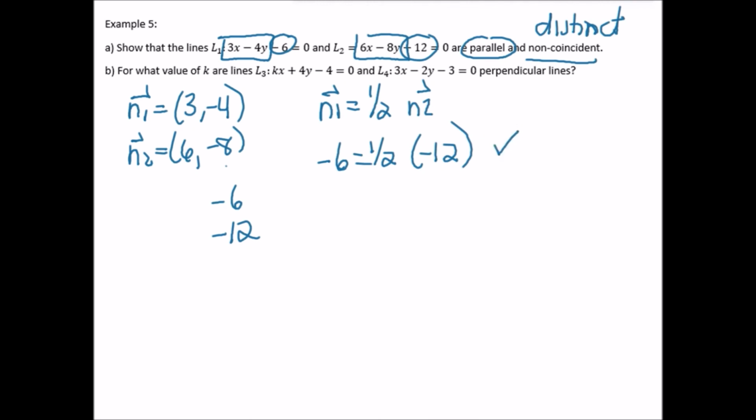Well, yes, it is. I think this is what mixed me up, because I know they're not supposed to be coincident. This is positive 12. So does -6 equal 1/2 of positive 12? No, there's no number that's going to make line 1 a duplicate of line 2. So therefore, they're parallel and non-coincident.